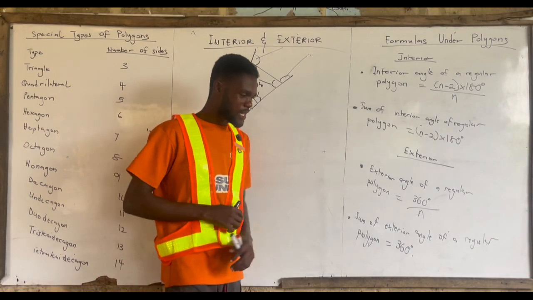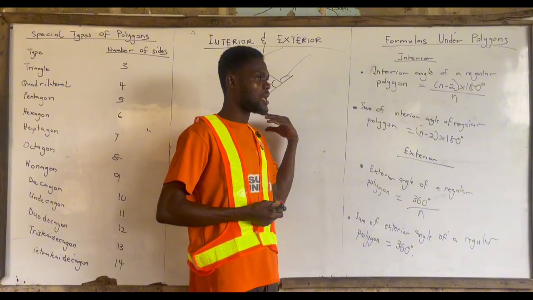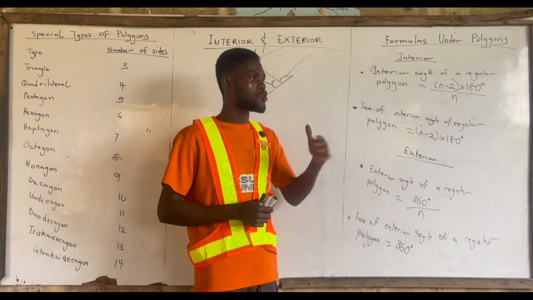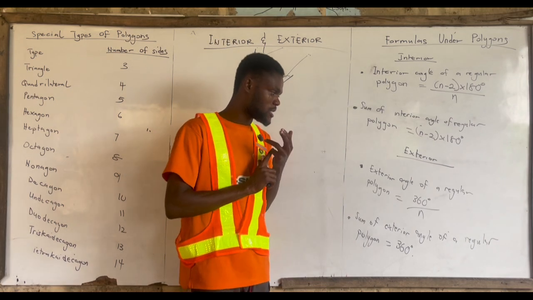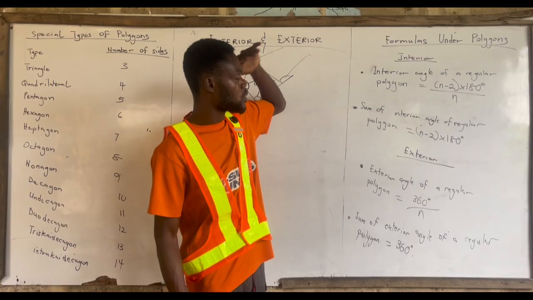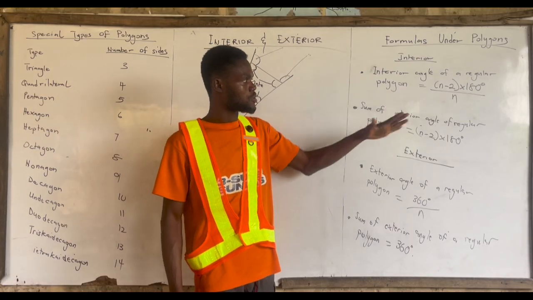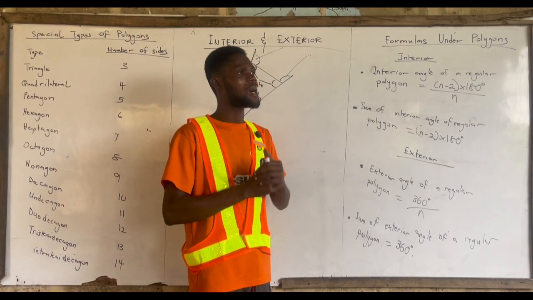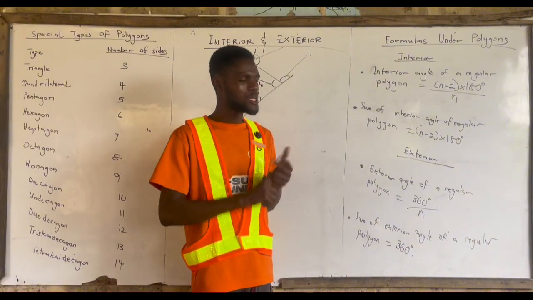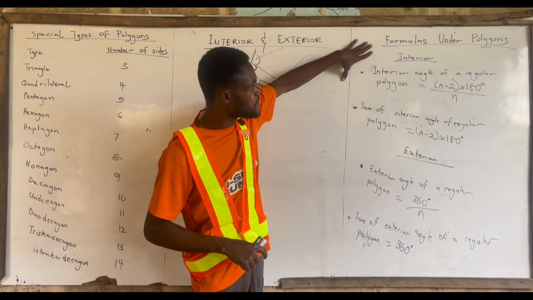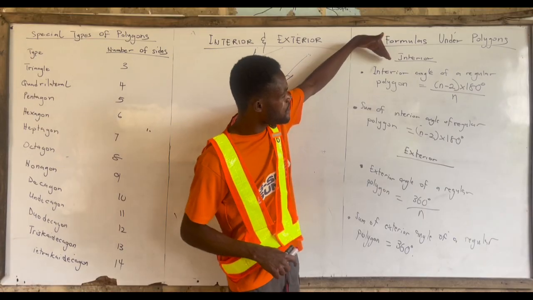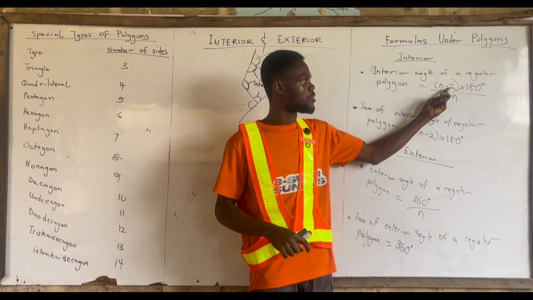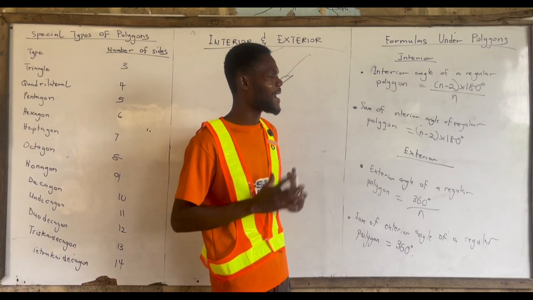Okay, so these are the formulas for polygons, and I said earlier that because irregular polygons are difficult to handle, if you are in JHS or SHS, you are going to do your calculation under regular polygons. These are the four formulas under polygons as a JHS or SHS student. And for interior angles, if you want to find one interior angle of a regular polygon, then it is (n minus 2) times 180 degrees over n.